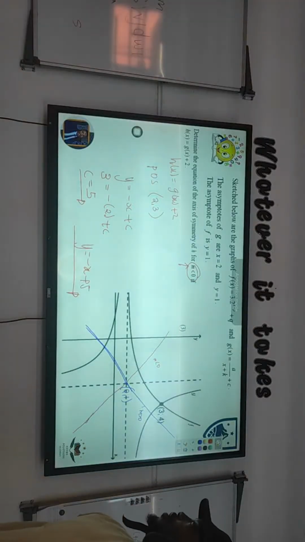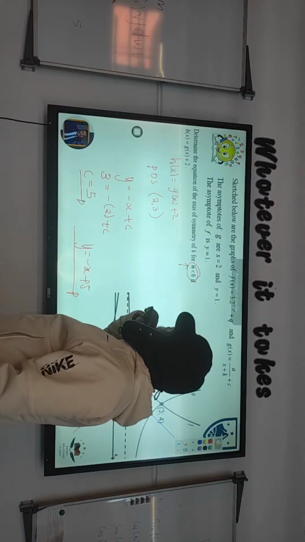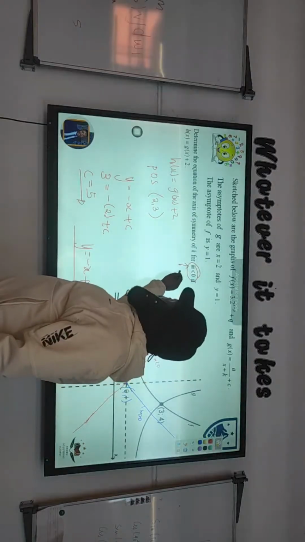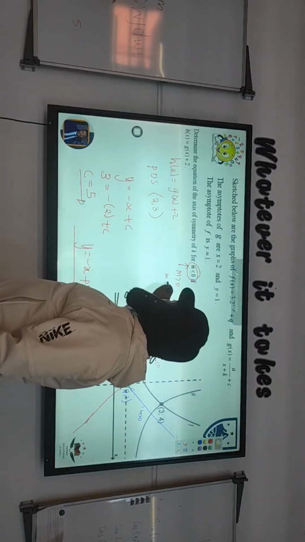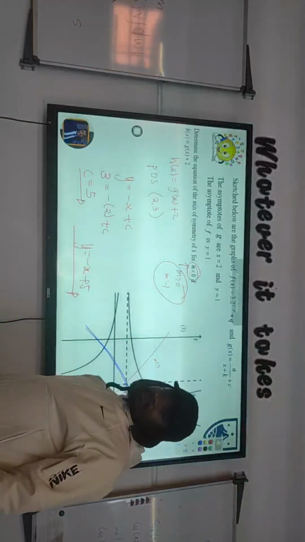Remember, there are two. There's the one with the positive gradient and the one with the negative gradient. The one with the negative gradient, the gradient will be negative 1. The one with the positive gradient, the gradient will always be equal to 1. Don't forget that.